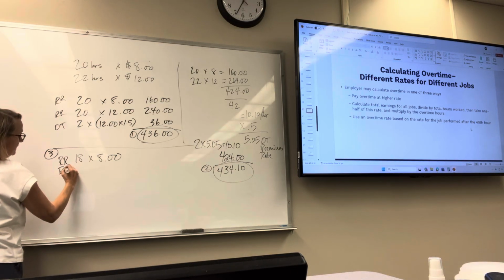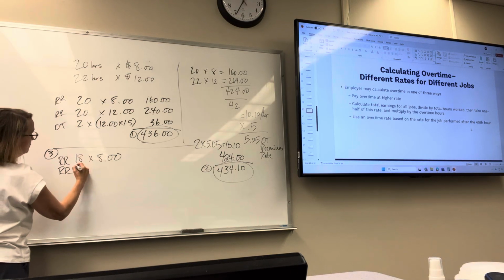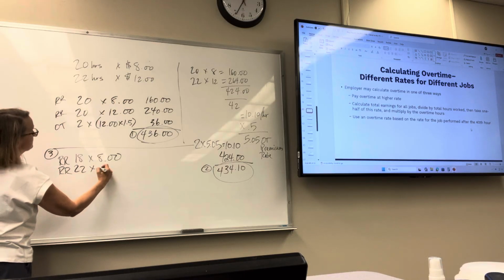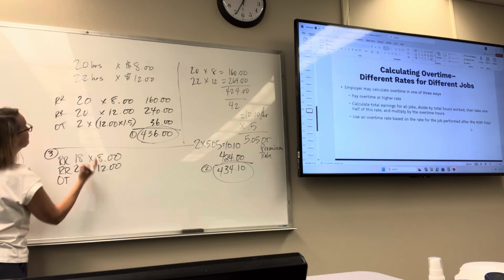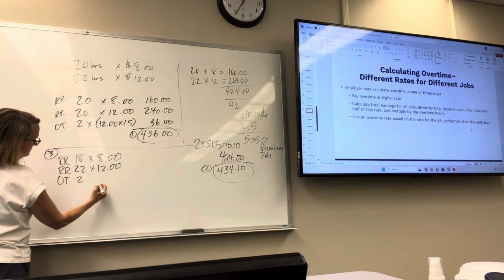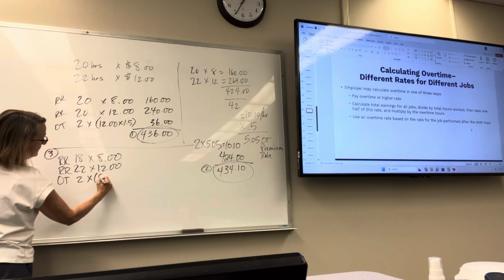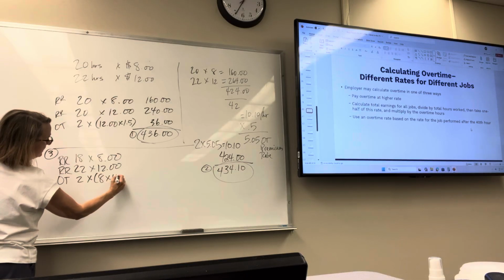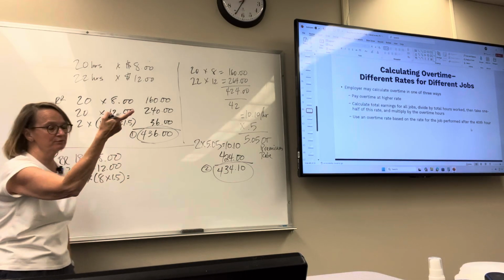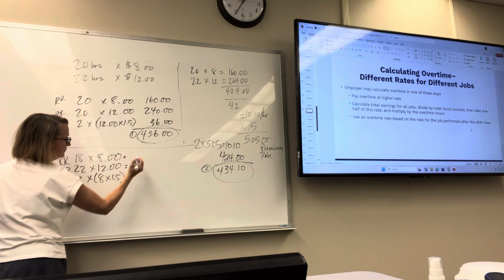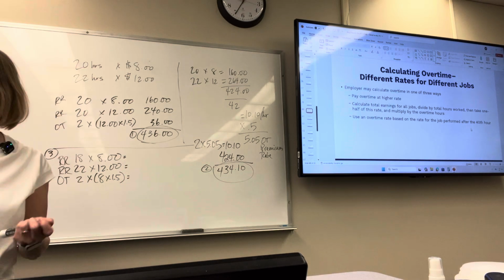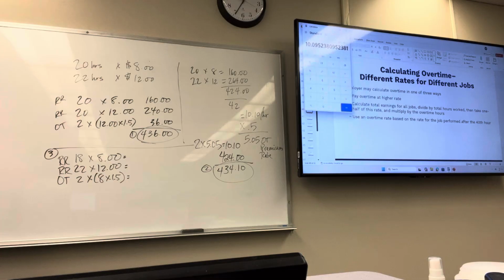We would have regular rate, 22 hours at $12. And then we'd have overtime of 2 hours times 8 times 1.5. Now, I think they use the overtime premium method for this calculation in their example as well, so we'll go through those also. So, again, total of 40 hours. I'm sorry, 42 hours.